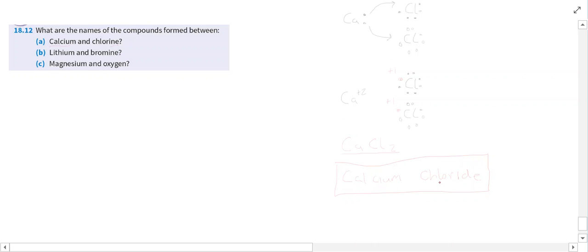So it's calcium chloride. The calcium comes from the metal calcium part, and the chloride comes from the non-metal chlorine part.